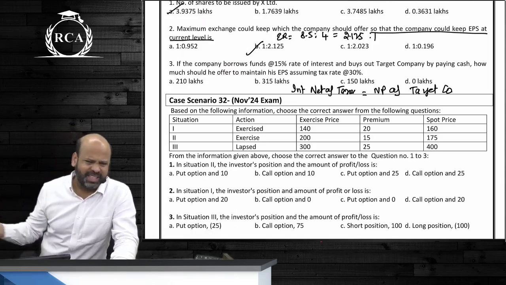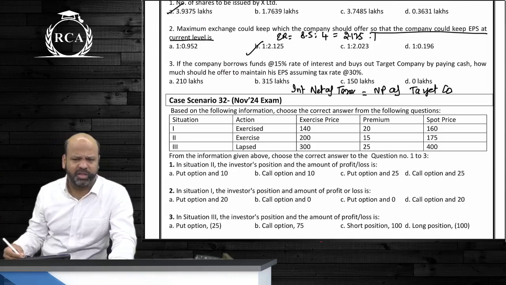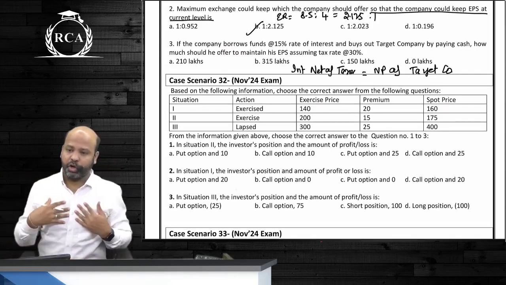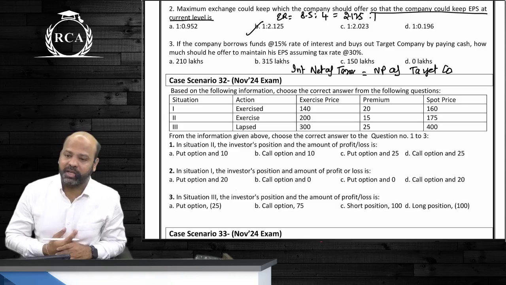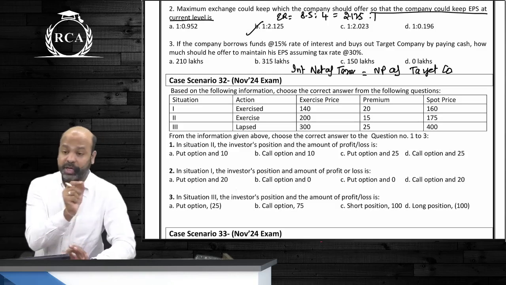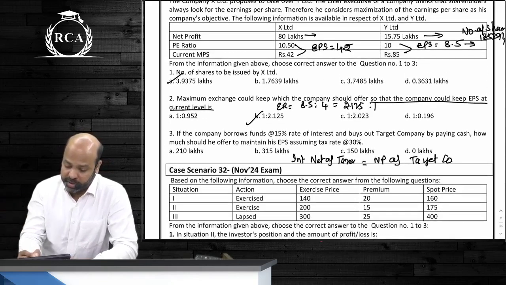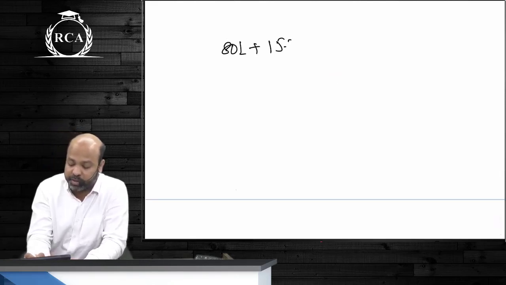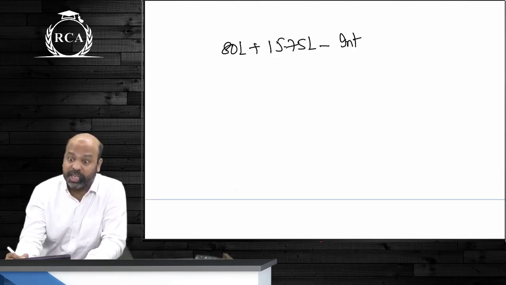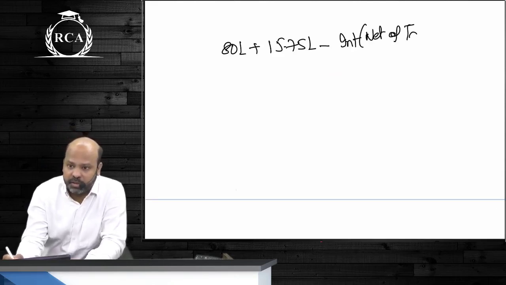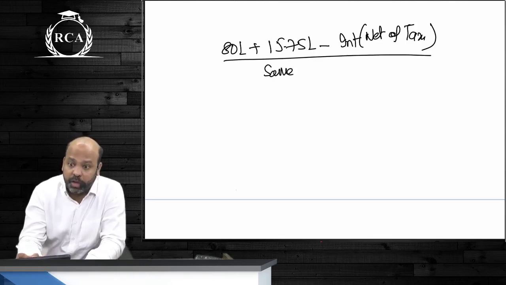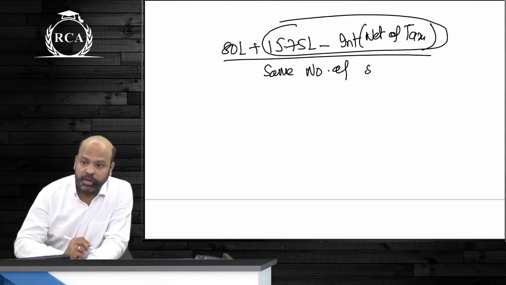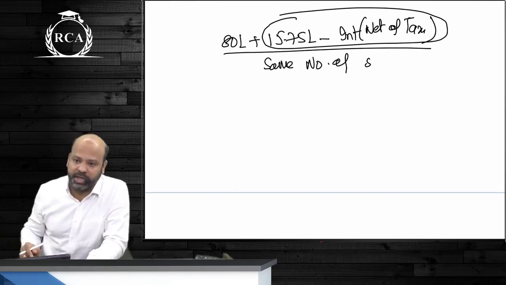Cash consideration, we did the exact same question in the class, guys. Same numericals also. Understand? Pranav, I am not acquiring the other company by issuing shares. I am acquiring the other company by paying cash. So my denominator, the number of shares, will remain the same. Numerator will be 80 lakhs plus 15.75 lakhs, minus interest, because I am borrowing money now, net of taxes, divided by the same number of shares. When will your EPS not change? If this answer is 0. Interest net of taxes should be equal to the profit of the target company.